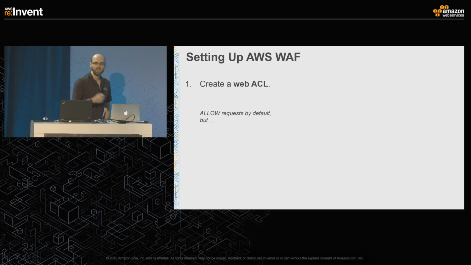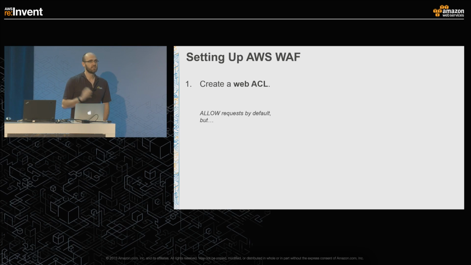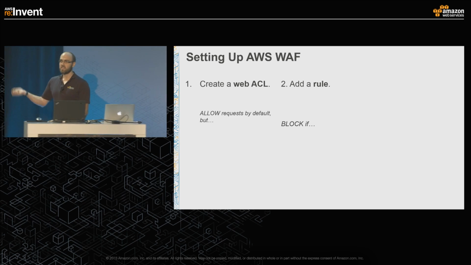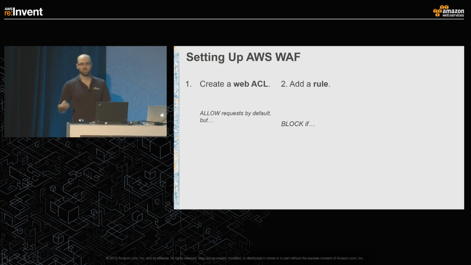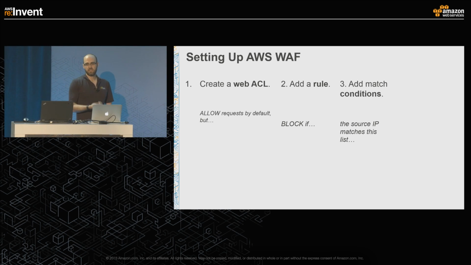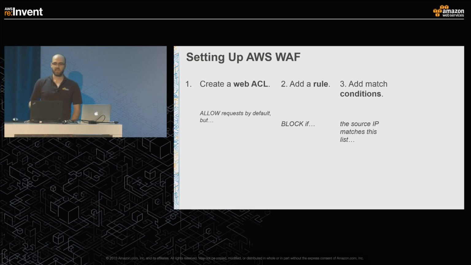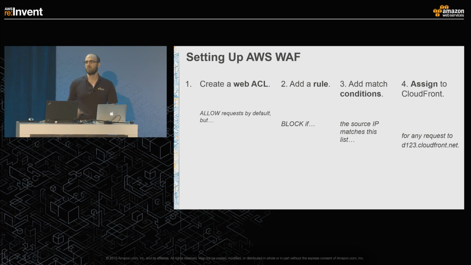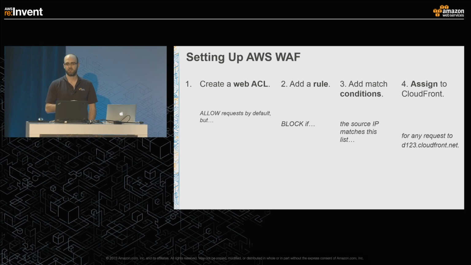Anyway, you create your WebACL, you set it to your default policy. In most cases, customers will by default allow requests. Then you need to add rules that specify under what conditions you want to block requests by adding specific conditions, like checking for a specific IP address. And finally, you take that WebACL and rule set and you associate it with your CloudFront distributions.